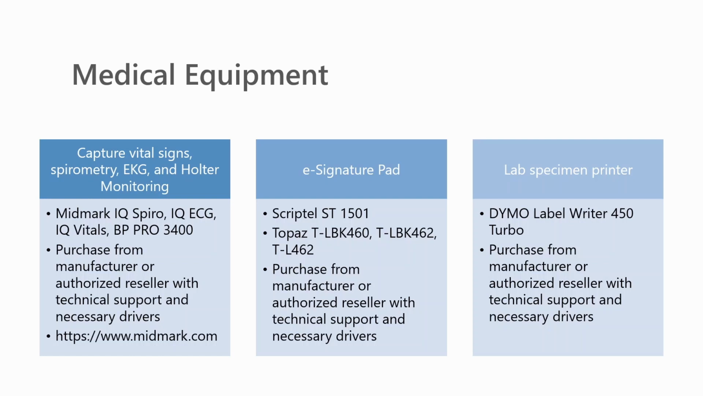And then finally at the right, you'll notice a lab specimen printer. Sometimes labels are desired to print for lab specimens, and the Dymo Label Writer 450 Turbo is the model number recommended. Now, for each of these and any medical equipment, feel free to reach out to us if you have any questions. We do always recommend purchasing from either the manufacturer or an authorized reseller, where you're sure to get that technical support and also the necessary drivers to make sure it functions well.